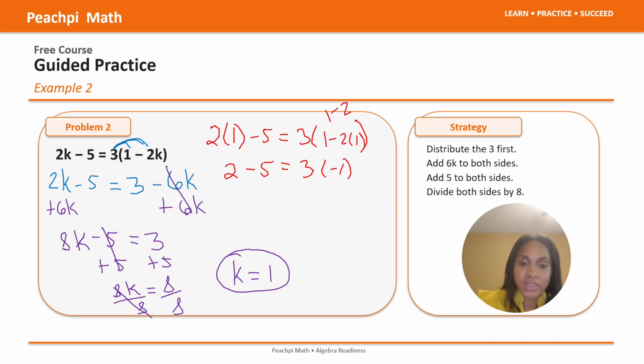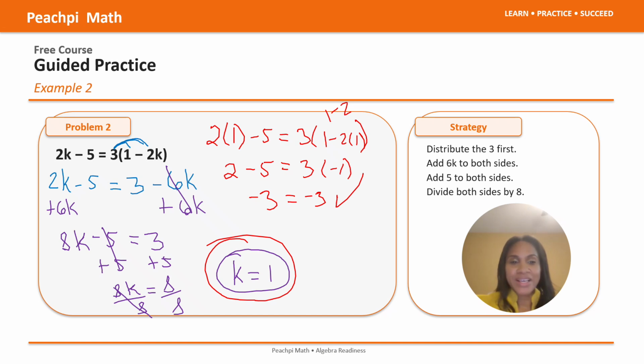So on my left-hand side, I got 2 minus 5. That's negative 3. Right-hand side, I have 3 times negative 1, which is negative 3. And it does check out. But again, my answer is k equals 1. All right. So now I'm going to have you try some on your own.